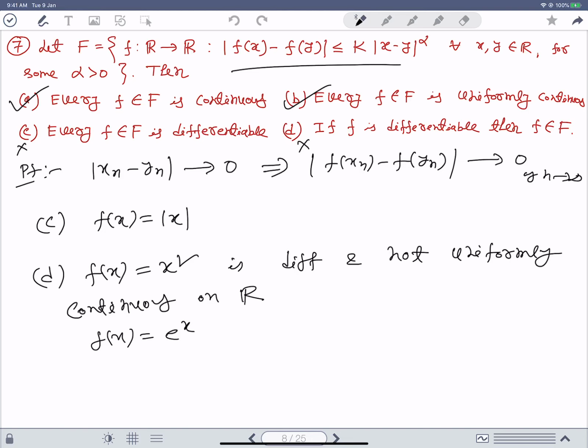So, as I told you, whenever you are solving a problem for your NET or for your JAM, you should solve each and every possibility. Even if it is a single choice problem and it is clear to you, you should still try to find counterexamples for the other choices as well, because then it will improve your brain.